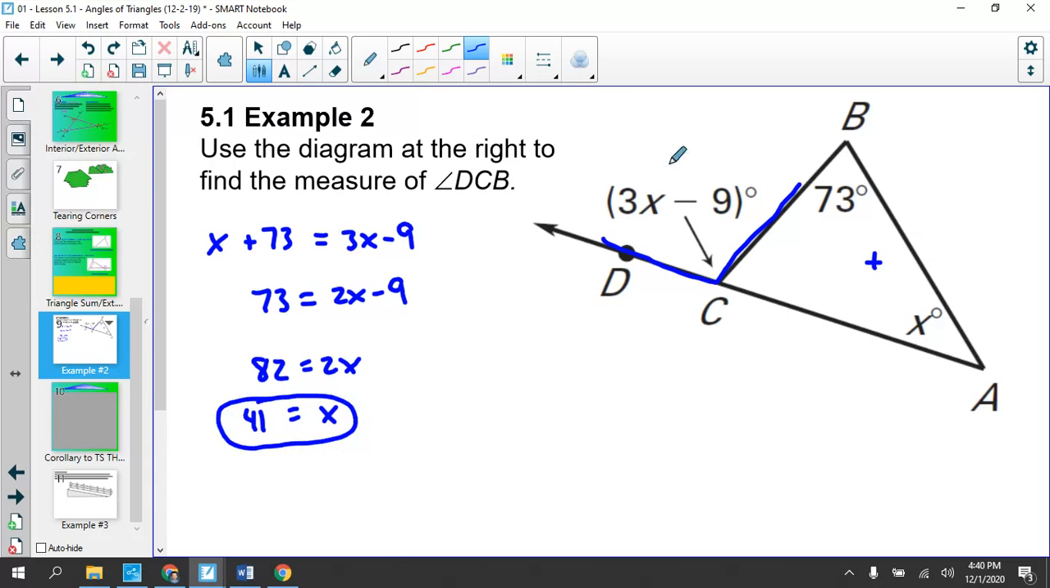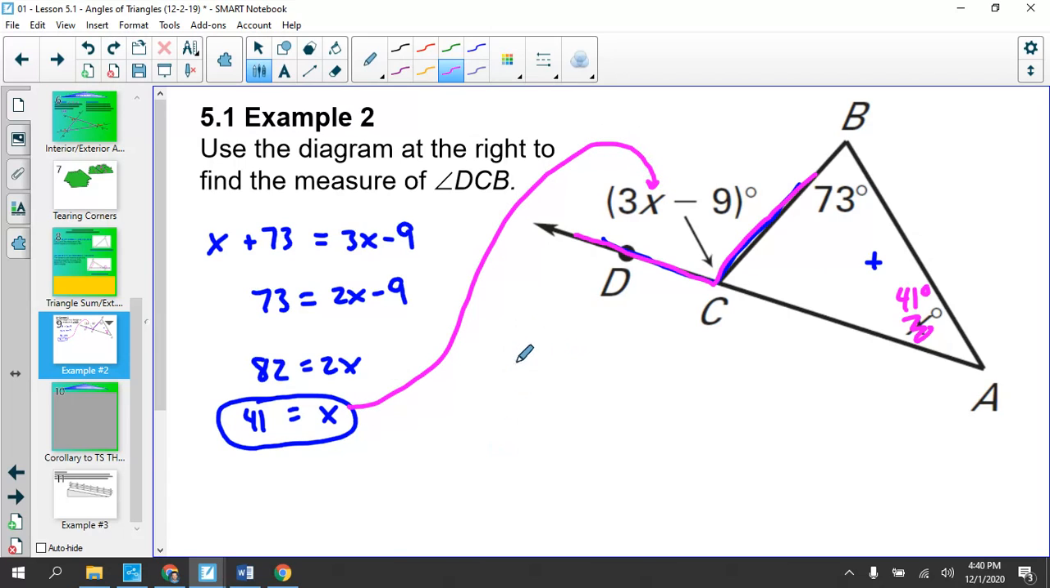So there's different things I could do. Like now I know, hey, this is 41 degrees, which is great. Awesome, fine. It wasn't asking for that, because it said use the diagram at right to find the measure of angle DCB. So DCB, it was actually asking us for the measure of this exterior angle. So I need to make sure that I get this 41 plugged all the way back in here.